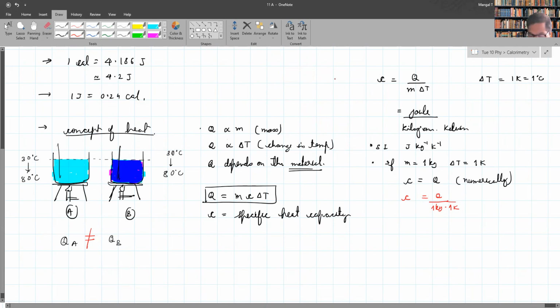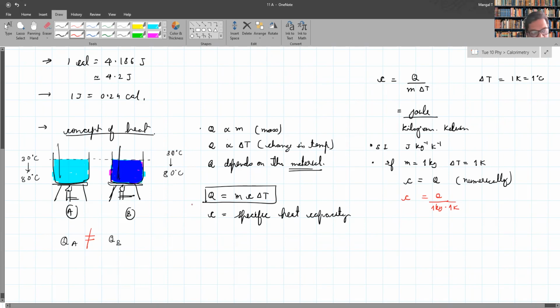So in the diagram you have drawn in the concept of heat, there you said that the heat in A will not be equal to heat in B. But the mass, volume and density of both is the same, so how is it possible that they will have different heat? So I said the mass is same and the rise in temperature is same.